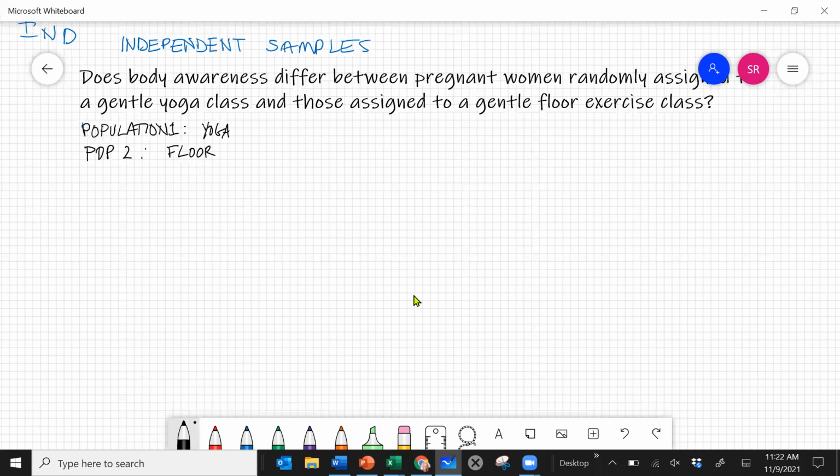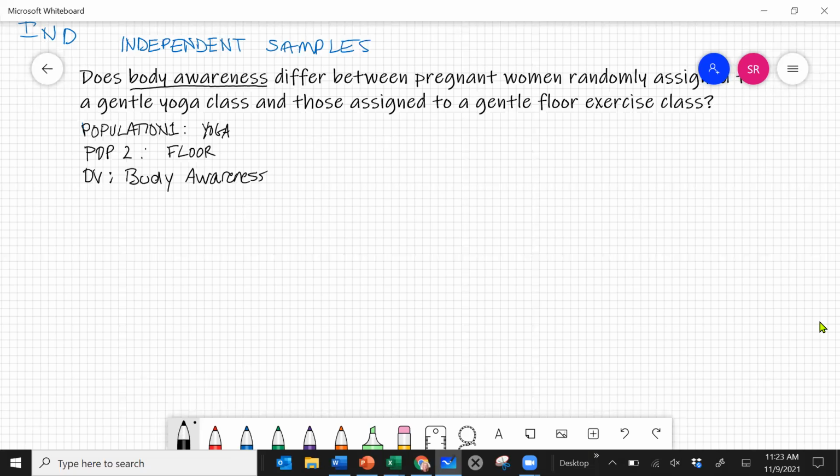And what are we measuring in these women? What do you see as the dependent variable? You can type it in or speak it. What's being measured in this example? Anyone see what that is? Thanks, Ashley. Yes, body awareness. That's the dependent variable. Body awareness.